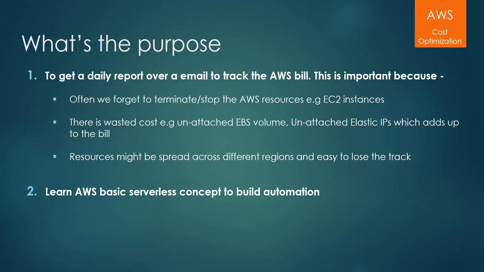That's a primary goal. Second, often we don't realize, but there is a cost. Suppose there is an EBS disk which is not attached to any EC2 instance. That means it's unused, and you still pay for that cost even though you are not using it. So that's a cost leakage in AWS which I have seen happening all the time.